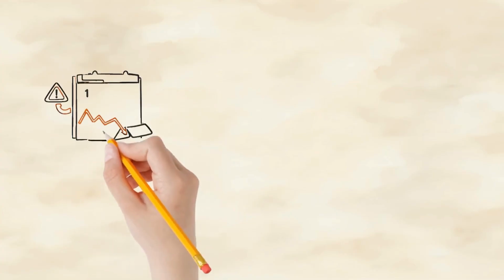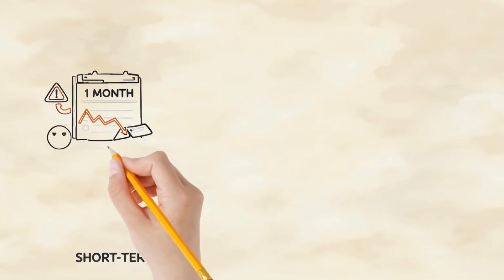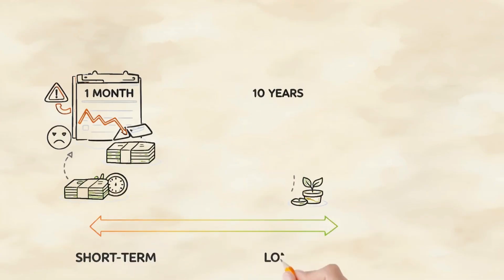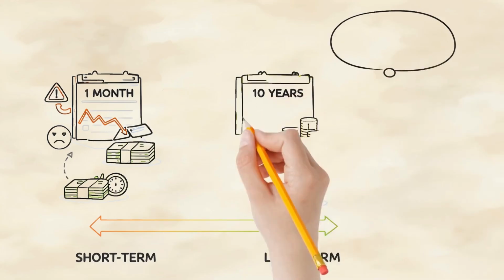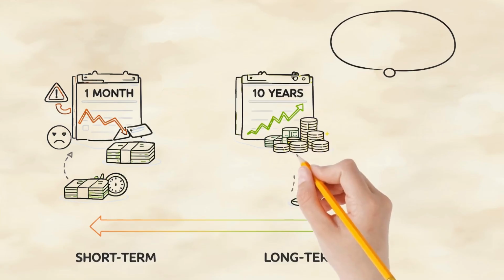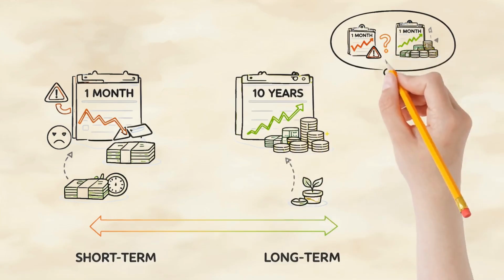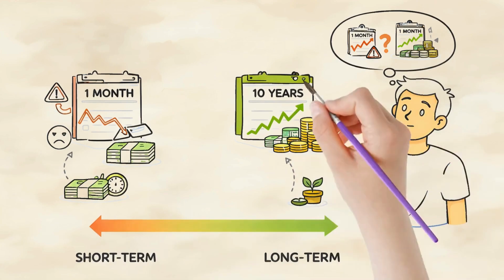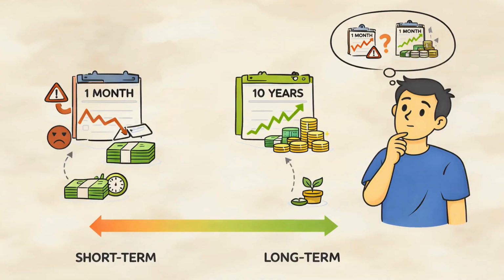Time horizon is how long you plan to keep your money invested before you need it. It matters because time can reduce the impact of short-term volatility. Example, money you need next month has a different risk tolerance than money you won't touch for 10 years. Common mistake, investing money you might need soon, then being forced to sell during a bad time.